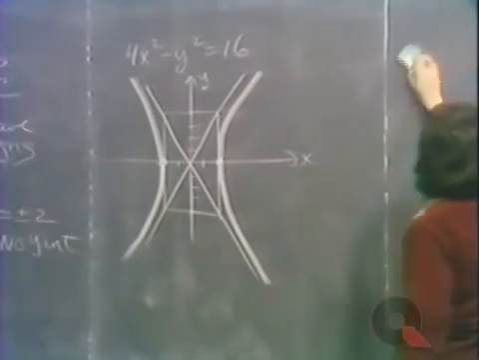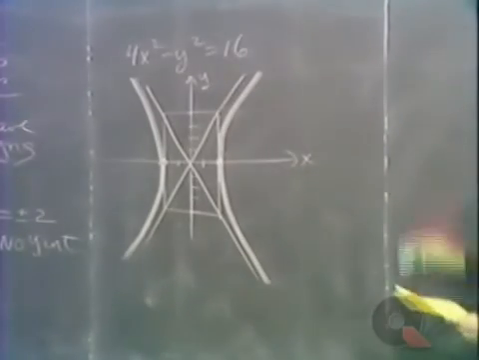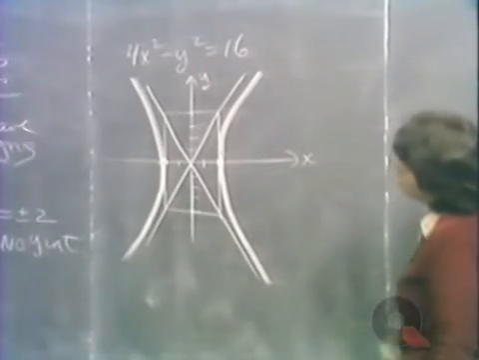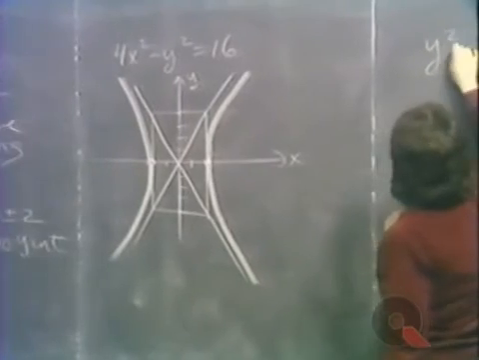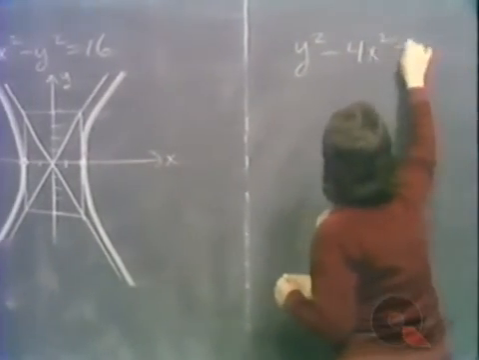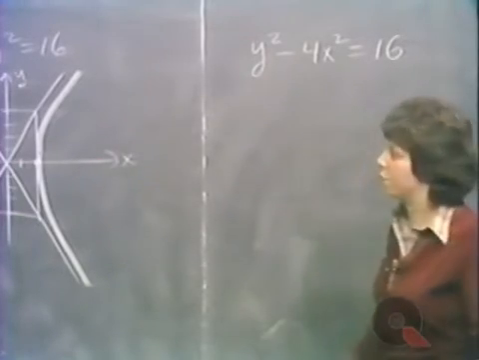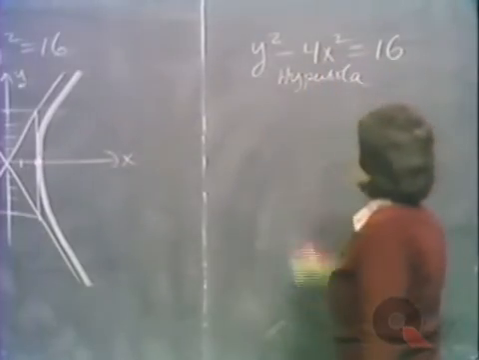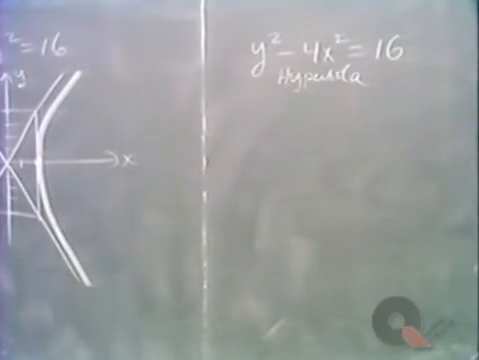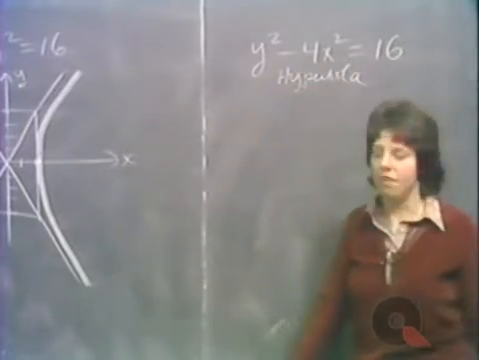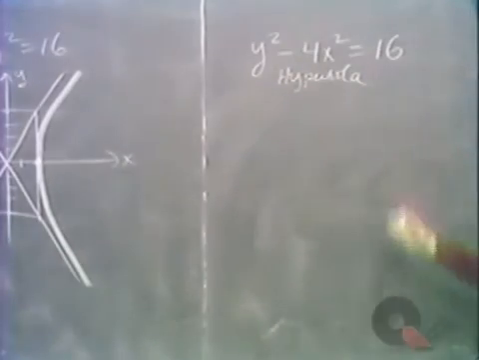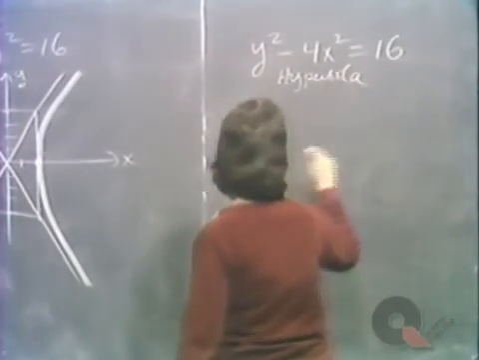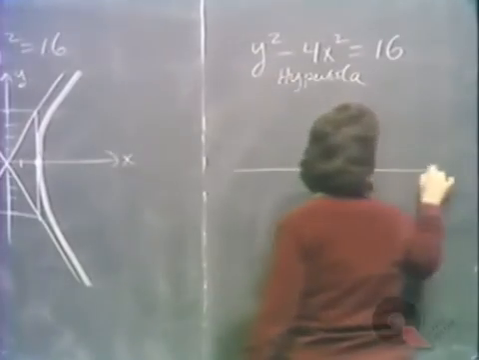Let's try to sketch another one. Instead of 4x squared minus y squared equals 16, what if we had had y squared minus 4x squared equals 16? Well, this would also be a hyperbola. It's still in the form ax squared plus by squared equals a constant, where the coefficients a and b have different signs. Doesn't matter which one is the positive, which one is the negative, as far as determining that it's a hyperbola. In fact, our procedure in sketching it is exactly the same.